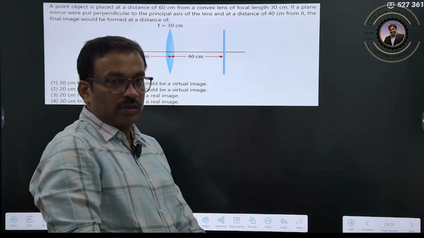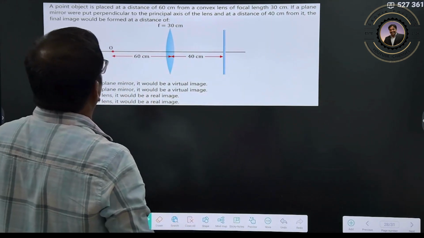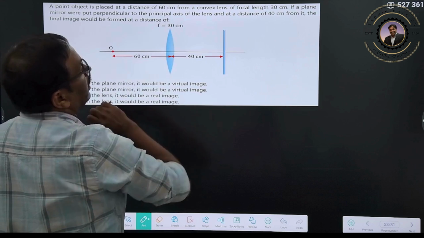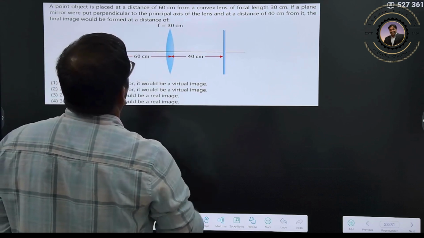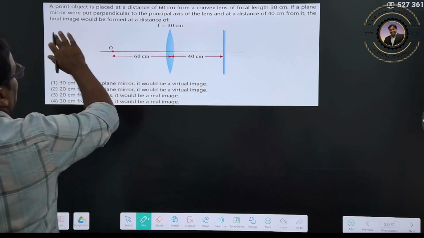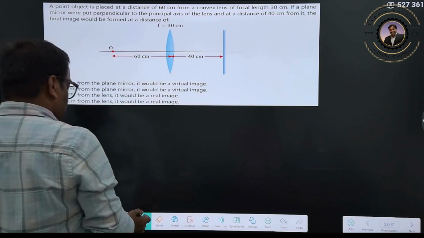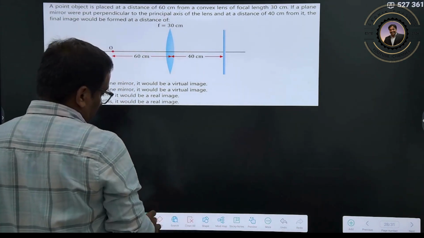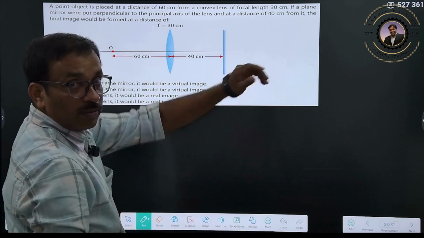Let us see this question. A point object is placed at a distance of 60 centimeter from a convex lens of focal length 30 centimeter. If a plane mirror is put perpendicular to the principal axis at a distance of 40 centimeter from it, he is asking where the final image is going to form. Most students will get confused in this one. So let us see what that confusion is. Finally, where is the image going to form?